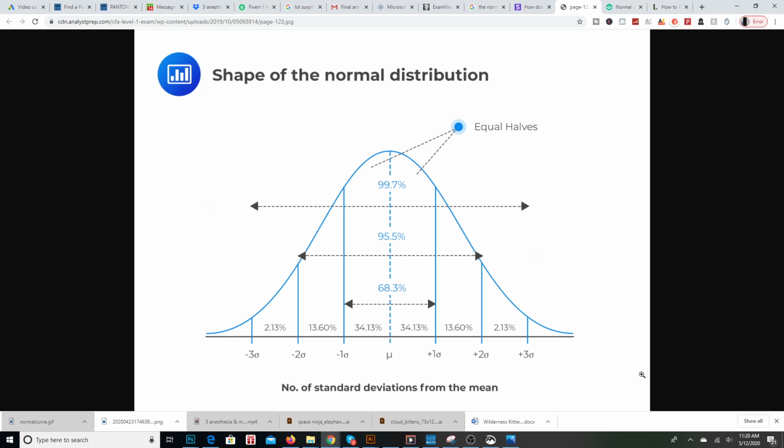Then D says between 1 and 2 standard deviations above the mean, right? So we have the mean, and then we want between 1 and 2. So between 1 and 2, we're looking at 13.6 right here. Do you see that? I'll circle it with my mouse. That's 1 and 2 standard deviations. I hope that's clear.